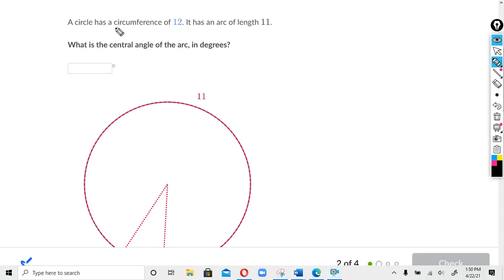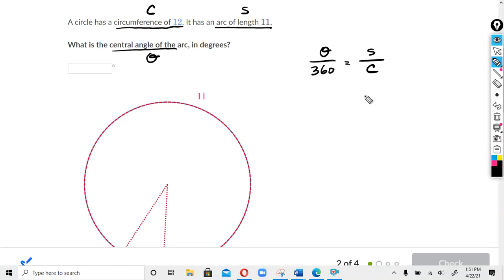So a circle has circumference of 12. That's going to be C. It has an arc length of 11. That's going to be S. What is the central angle of the arc? That's going to be theta. So our formula, theta over 360 equals S over C. Theta we're trying to solve for. We don't have it. S we said was 11. And C we said was 12.